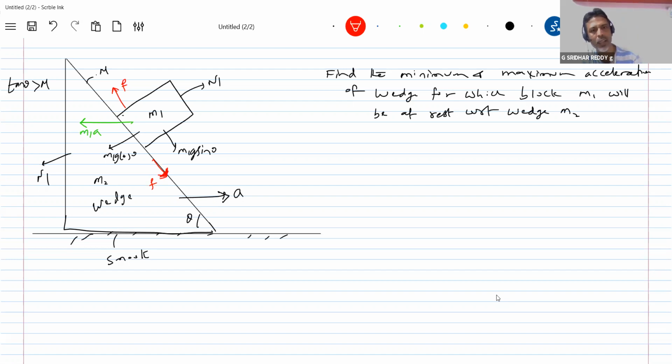The red color, I'm showing that one. Yeah, here we are calculating the minimum acceleration, sir. That's why we have taken friction in that direction, up the incline on the block. So I'll put it as a minimum directly. We'll discuss the case for the minimum.